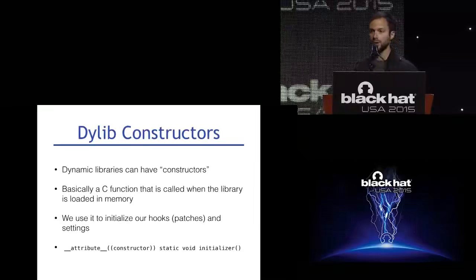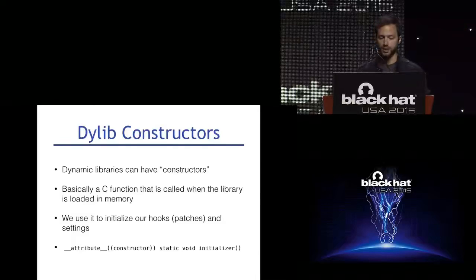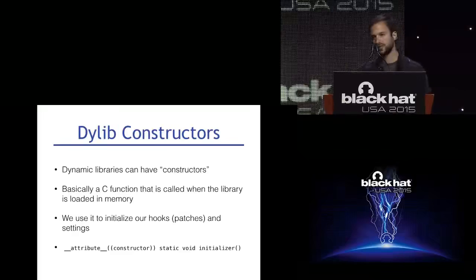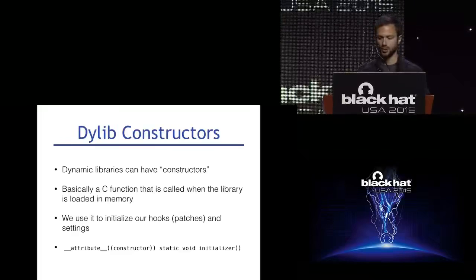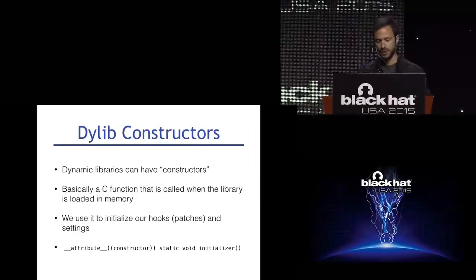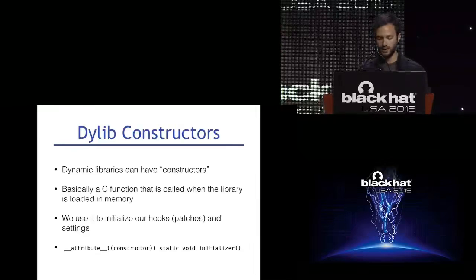And then we needed something to initialize our library. So we can make use of something called constructors. Dynamic libraries can have constructors, which is basically a C function that's called when the library gets loaded by dyld in memory. Because this function gets executed before the app starts, it's the perfect place to initialize our hooks or patches or replacements. And if we had any settings, we can use this to initialize our settings. So if you look at the fourth bullet point, that's what it looks like. It's just a static C function with the constructor attribute.